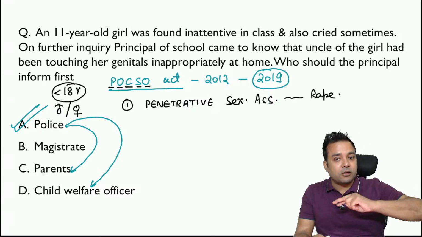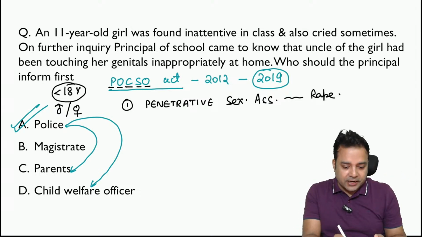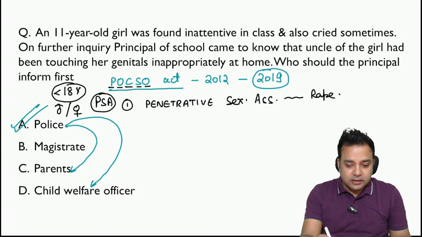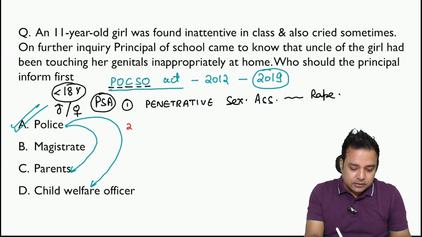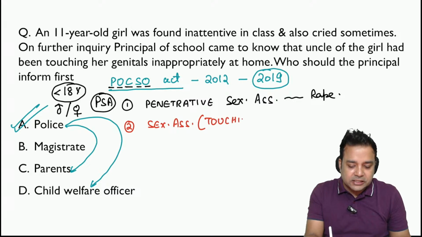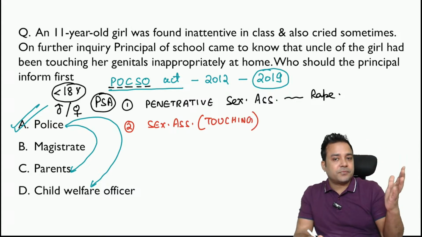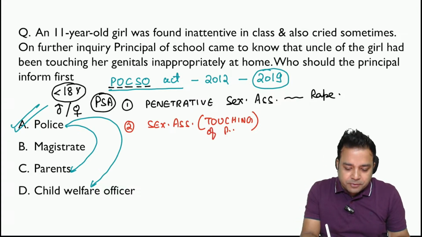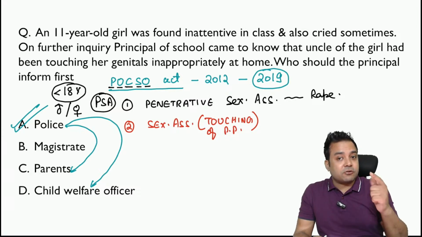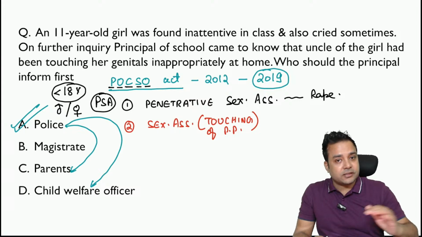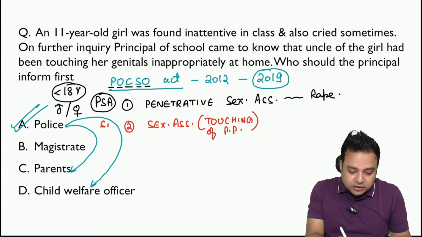Rape is one way, male to a female. PSA, I can write this as PSA now, is gender neutral. Then another important offense in the POCSO Act is sexual assault. Sexual assault simply means touching of private parts of a male or a female child. Just remember the word touching. Touching of private parts, obviously, of a child, like the breast area is also covered there. Penis of a male child is covered, vagina and urethra, those areas are covered. So these two offenses should be remembered.